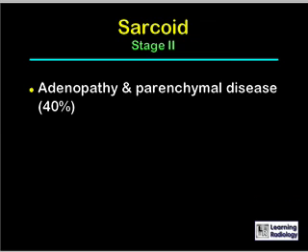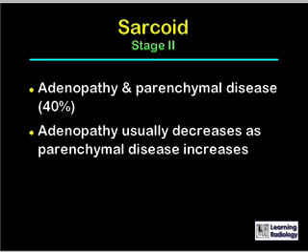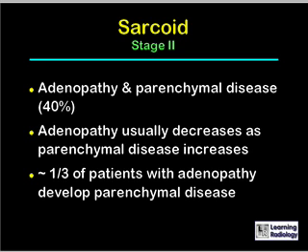Stage 2 sarcoid is adenopathy with parenchymal lung disease. The adenopathy usually decreases in size as the parenchymal lung disease increases. About a third of patients with adenopathy will develop parenchymal lung disease.